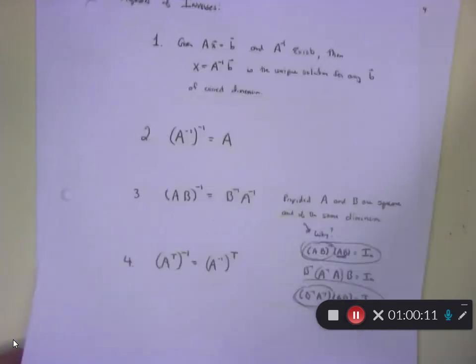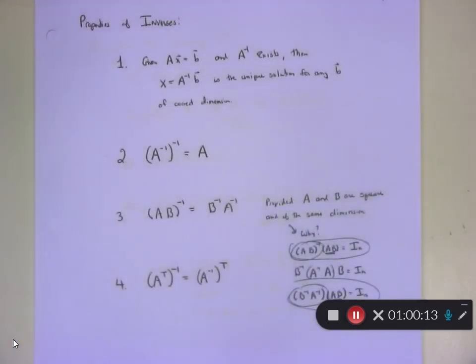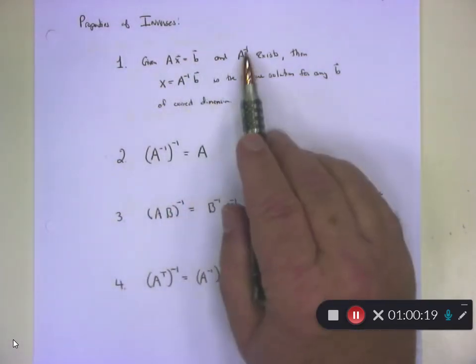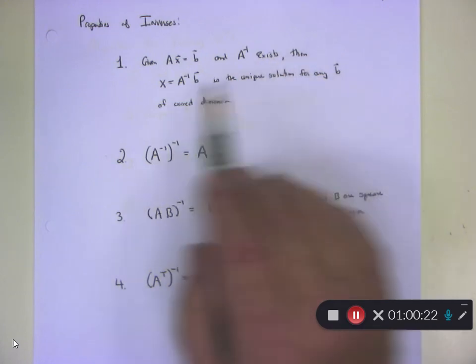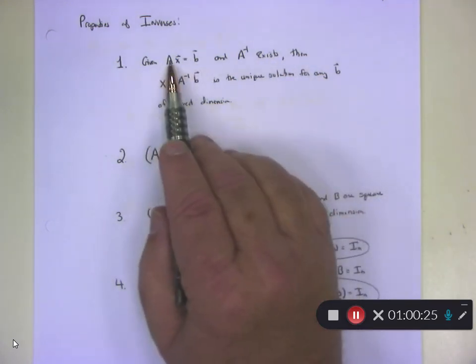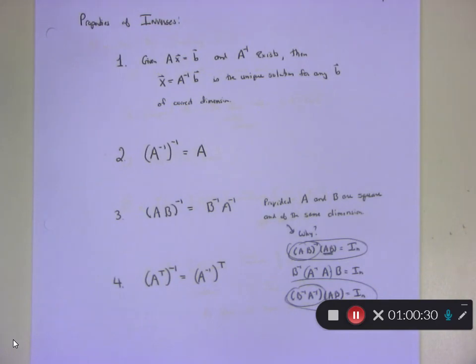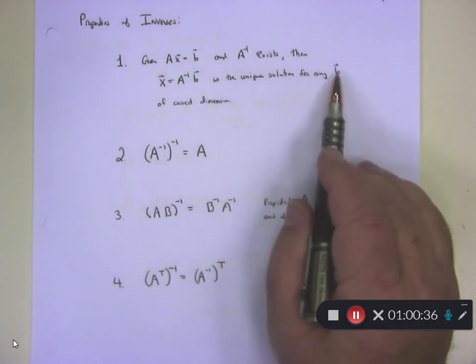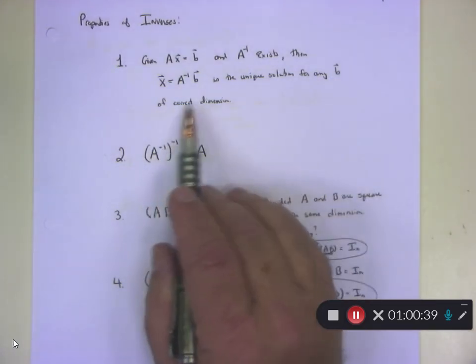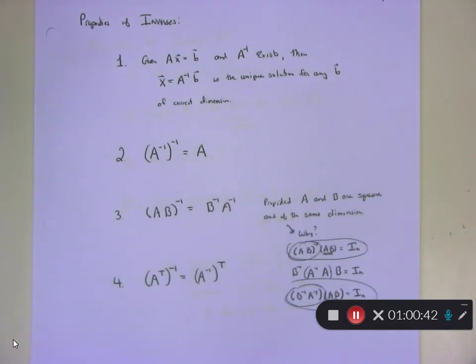From that, we have, quote, these properties. Given that A times X equals B and A inverse exists, then I would multiply by A inverse on both sides. A inverse times A would give me the identity, times X is just X. So I get X right there. X is equal to A inverse times vector B. And this is going to be the unique solution for any B that is of correct dimension. Of course, size matters on this stuff. You know, m by n, m by 1, you've got to make sure that you can multiply this stuff together, so the dimensions match up.